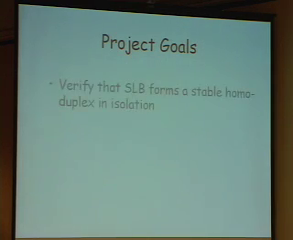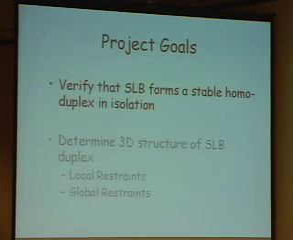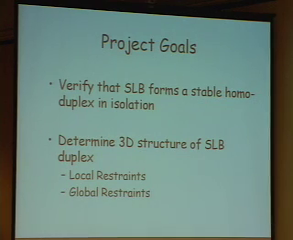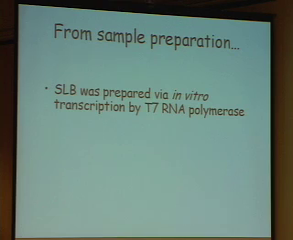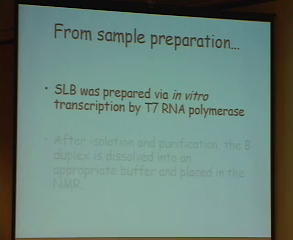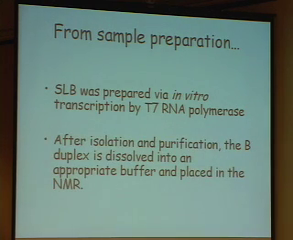So project goals were first to verify that the SLB duplex forms a stable homodimer in isolation, and determine the 3D structure of the SLB duplex using both local restraints and global restraints. Beginning with sample preparation, SLB was prepared via in vitro transcription by the T7 RNA polymerase enzyme. After isolation and purification, the B duplex is dissolved in an appropriate buffer and placed in the NMR.